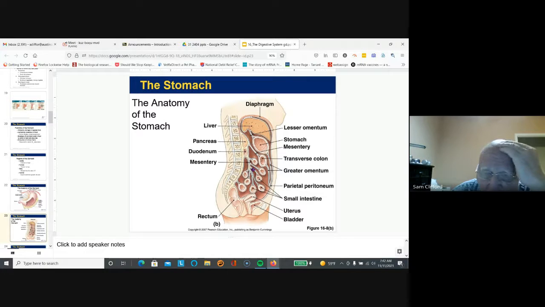Otherwise, organs would be moving around, causing difficulty in avoiding the feeling of parts of the digestive system slamming against your body wall. The mesentery also allows for blood vessels and nerves to get to, and for veins to take blood away from, the digestive tract.